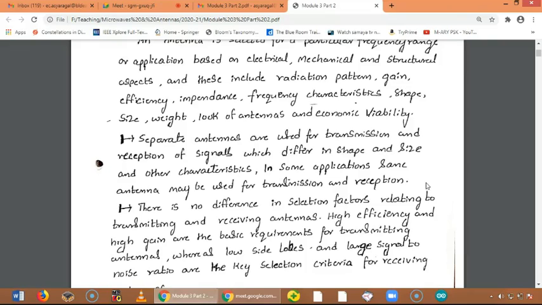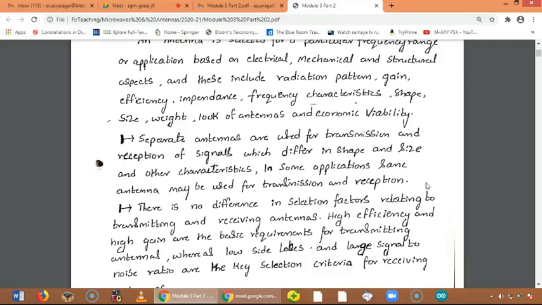Whenever we try to select a particular antenna as a transmitting antenna, we try to have high efficiency and high gain. These two are the basic parameters we need to look into when we select a particular antenna as a transmitting antenna.